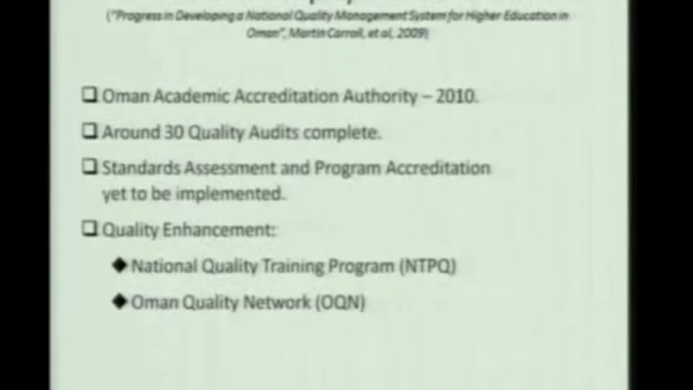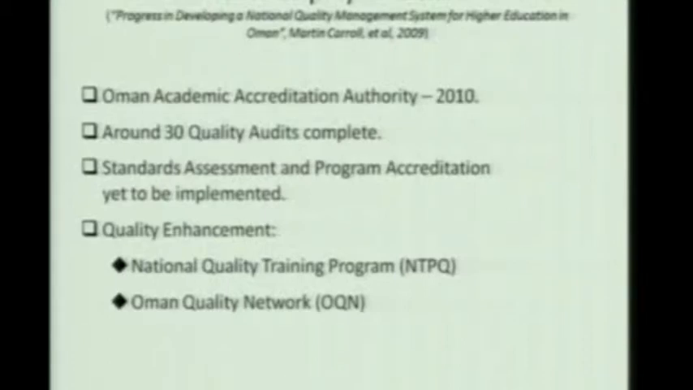The Oman Academic Accreditation Authority, the OAAA, was formed in 2010 as an entity somewhat more independent of the ministry to which it answers. And to date, around 30 quality audits have been completed. This should be contrasted with more than 100 institutional audits and at least 600 programme accreditations that the CAA has undertaken in the UAE in the same time.